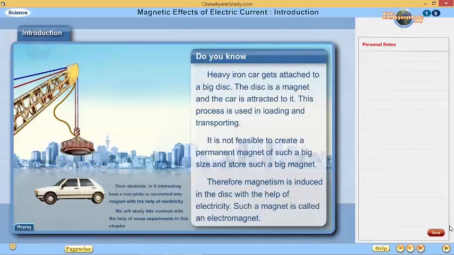The disc is a magnet and the car is attracted to it. This process is used in loading and transporting. It is not feasible to create a permanent magnet of such a big size and store such a big magnet. Therefore, magnetism is induced in the disc with the help of electricity. Such a magnet is called an electromagnet.